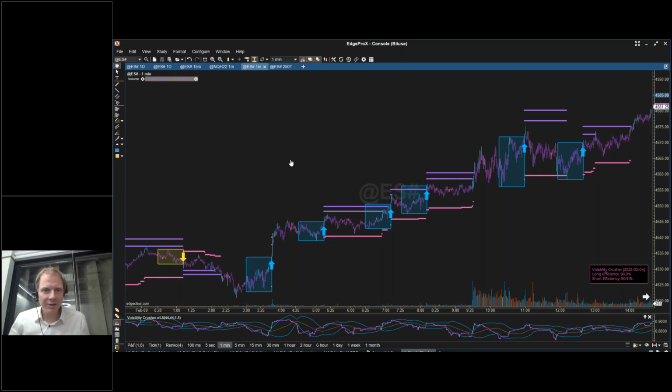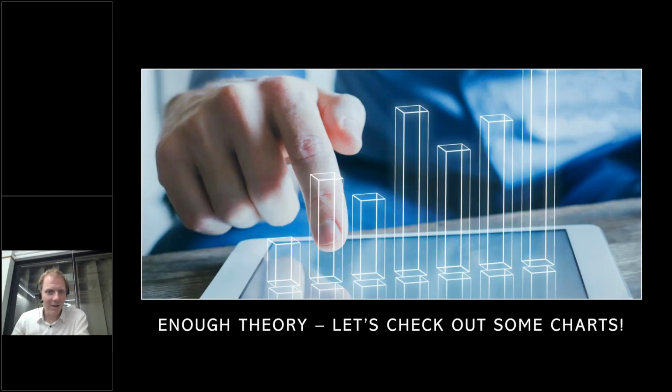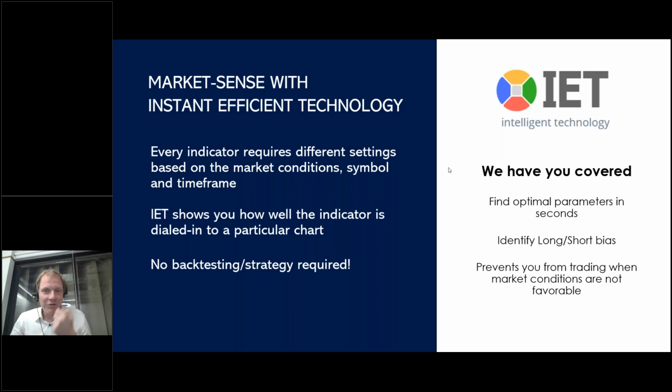Okay, so let me go back to my slides. All right, so we looked at some charts. I've shown you what we call IET, Instant Efficiency Technology. And I already told you that I use these statistics for long efficiency and short efficiency to find good parameters for my indicator. I need to have instant feedback. I need to know if I change a parameter, was this change any good or not? So these statistics allow me to do this. And I also use it a lot to identify any long short bias. So how well is this indicator working on the short side versus the long side?